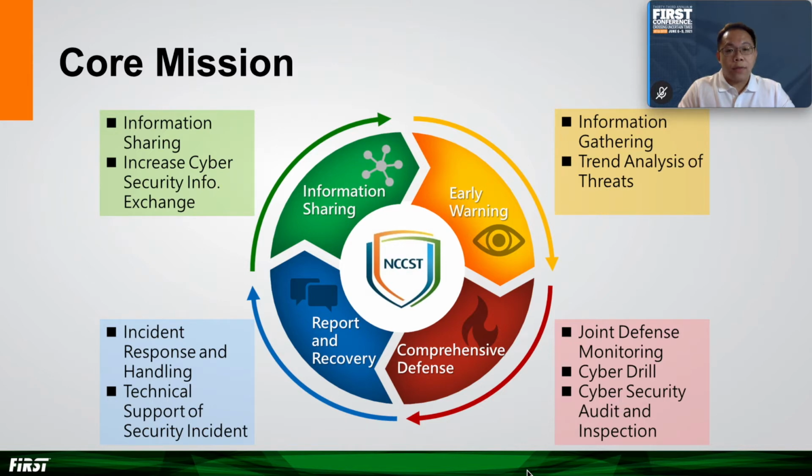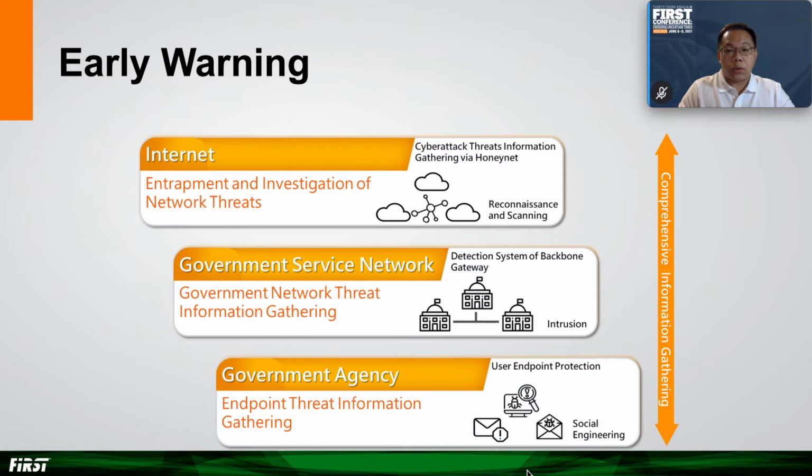Regarding the early warning, we established an early warning mechanism for intelligence gathering. We collect network attack information through internet threat entrapment. We also gather information from the backbone gateway of the government service network using some DPI mechanism. And we actively detect advanced persistent threats at the level of government agencies.